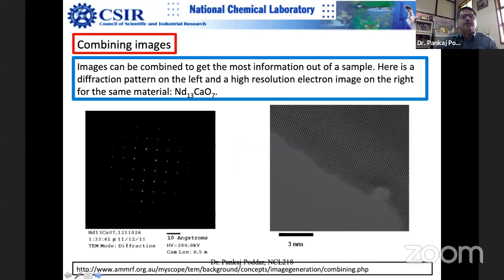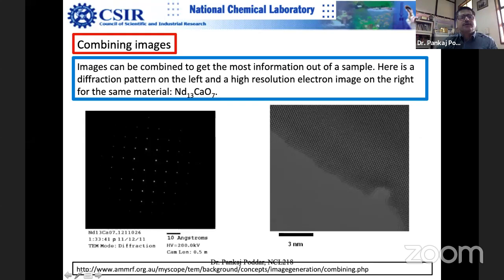Now, you can see that this image is of a certain neodymium calcium oxide. It's taken from this reference. So the voltage is 200 kilo electron volt, and camera length is 0.5 meter. And this is the diffraction mode. You can see that from this area. So this is to demonstrate that one Fourier transform will give you diffraction spots basically.